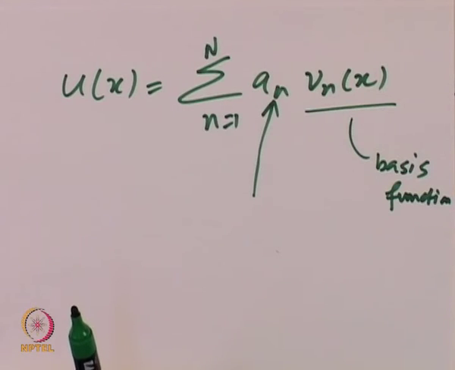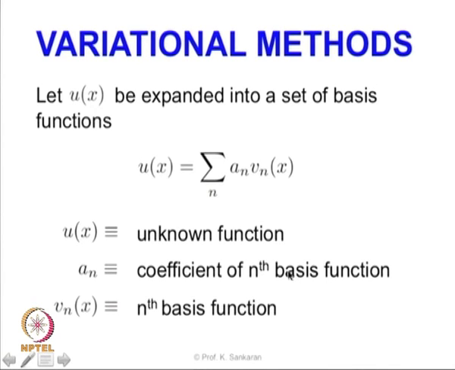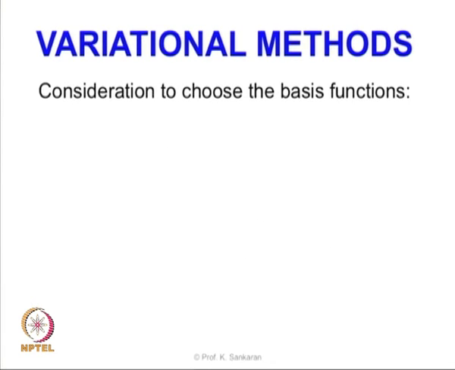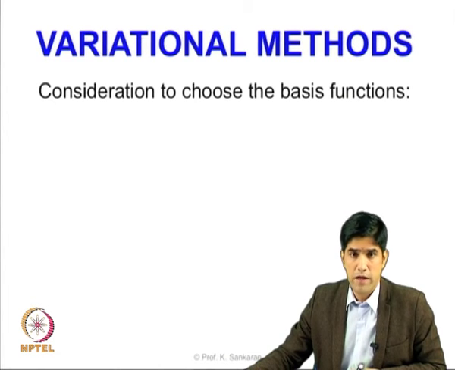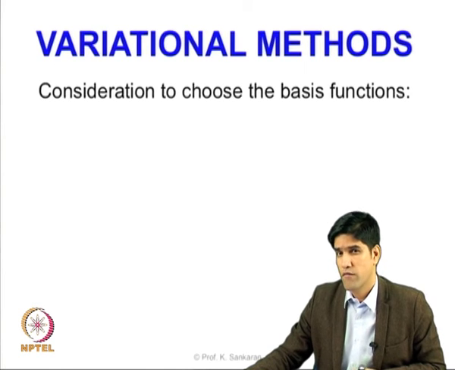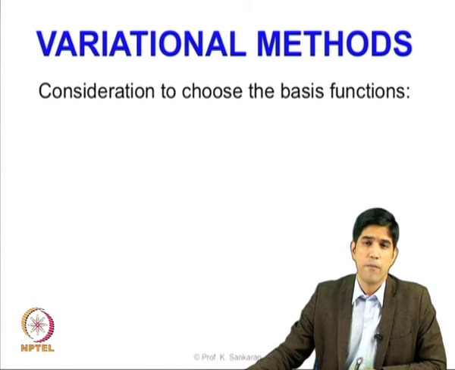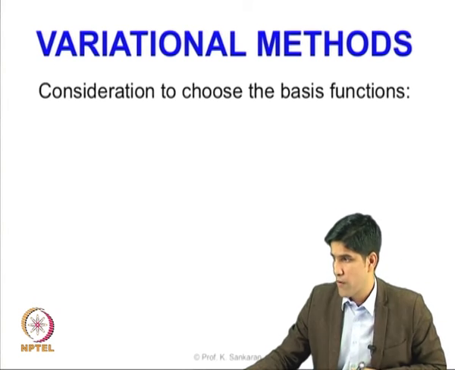So in a nutshell, we can say that u of x is going to be the unknown function, as you can see in the slide, and a_n are the coefficients of the basis function, and v_n are the nth basis function. So let's say, for the case of simplicity, we have certain options for choosing the basis function itself. We didn't say much about the basis function, but you might ask what will be the shape or what will be the property of the basis function. So let's look at some options.